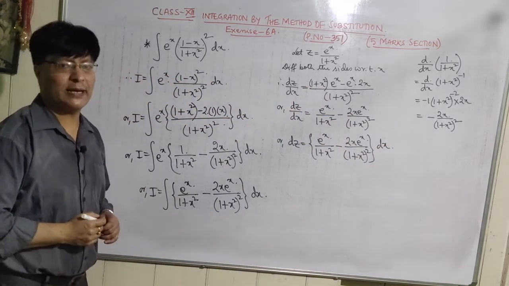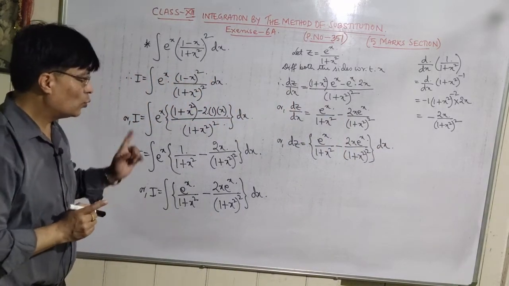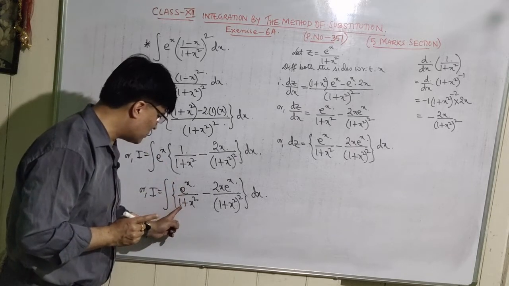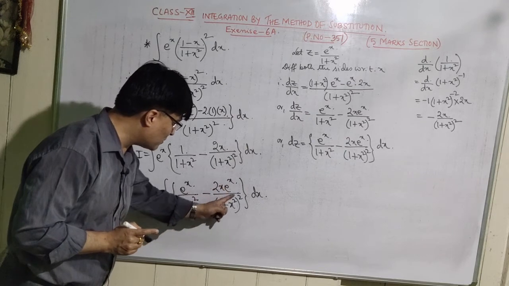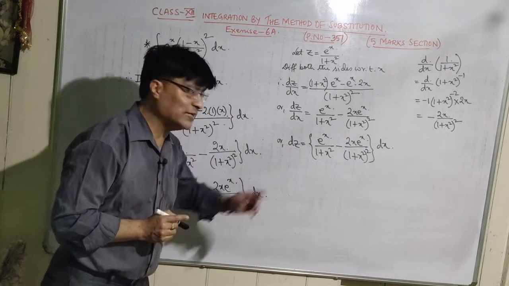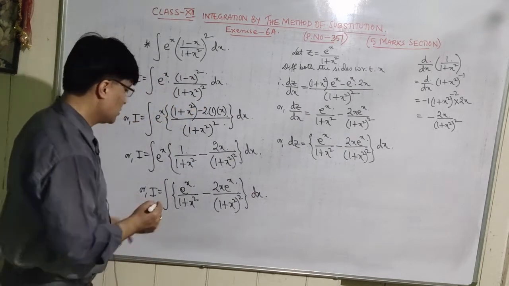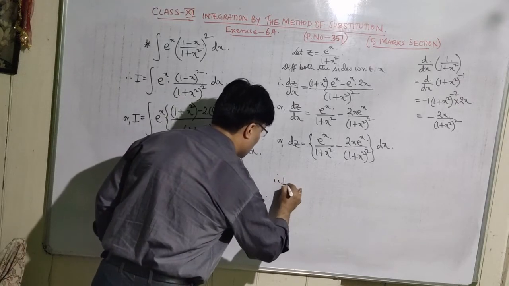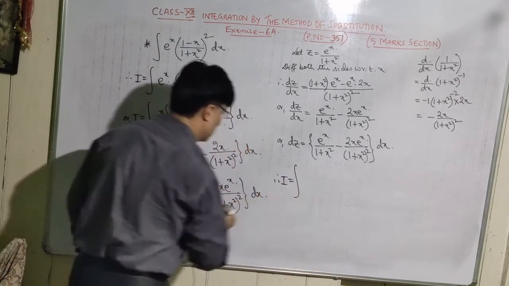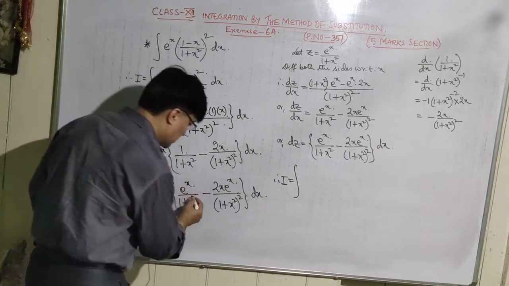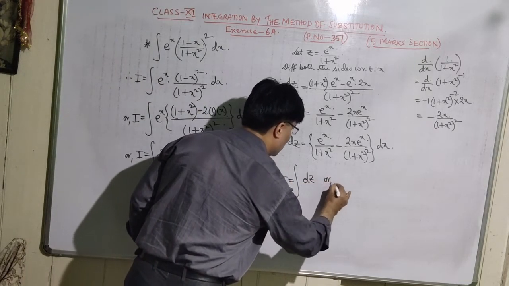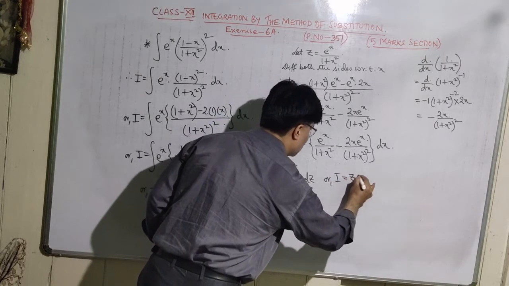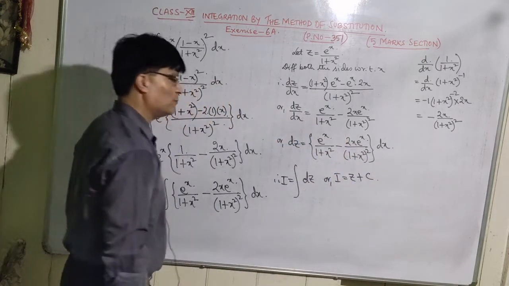So it is cross multiplied. Okay, we have got the value for e to the power x upon 1 plus x square minus 2x e to the power x divided by (1 plus x square) whole square as dz. Okay, so what is I now? So I is equal to the integration of this whole term, which is dz. What is this integration? It is z plus c.